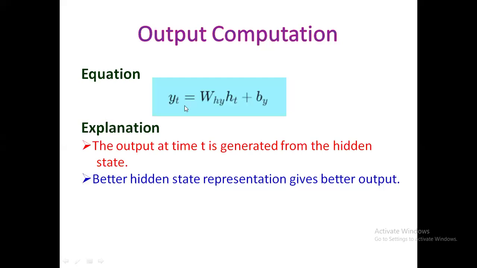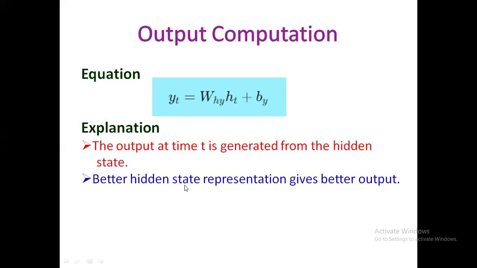And how are we going to calculate the output? It is given by the equation y_t is equal to W_hy h_t plus b_y, where y_t is the output. The output of each time step is computed from the hidden state, which contains summarized information of the sequence processed so far. When the hidden state accurately represents relevant past and present information, the output produced by the RNN becomes more meaningful and accurate.